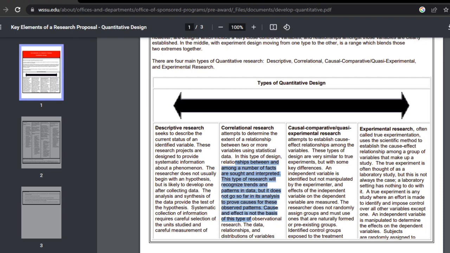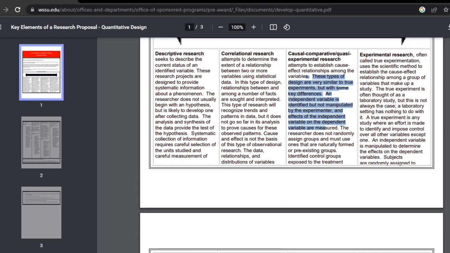These are the first two types, and next, what is causal comparative research? Causal comparative research attempts to establish cause-effect relationships among the variables. These types of designs are very similar to true experiments but with some key differences. An independent variable is identified but not manipulated by the experimenter, and effects of the independent variable on the dependent variable are measured.